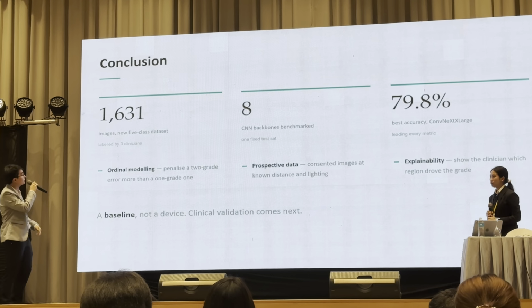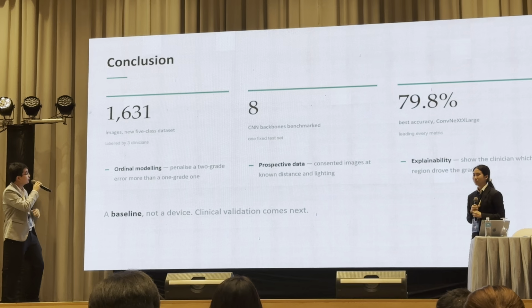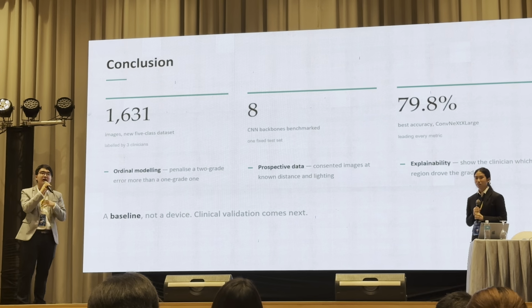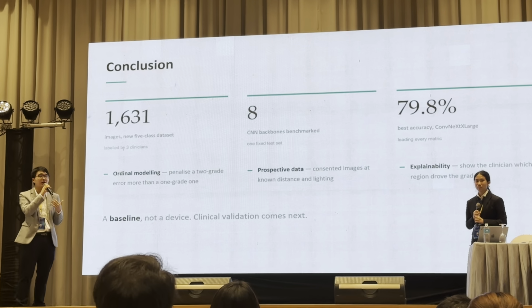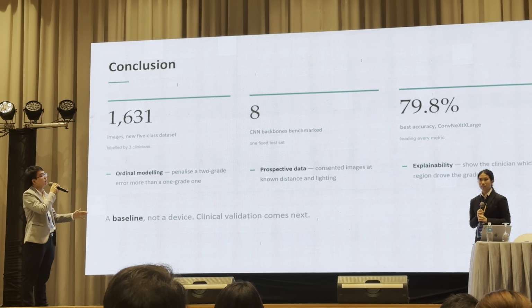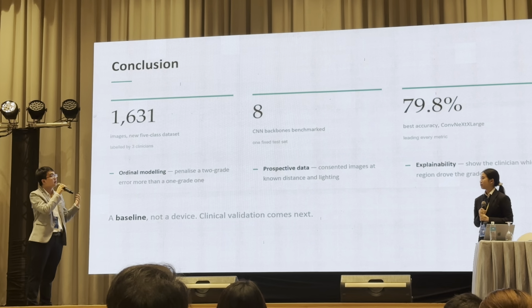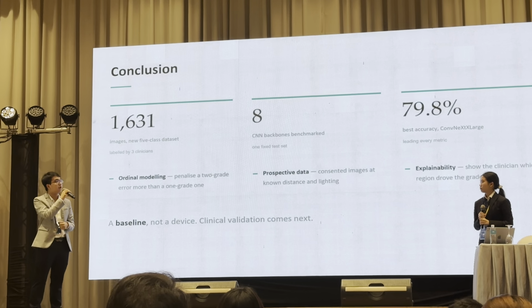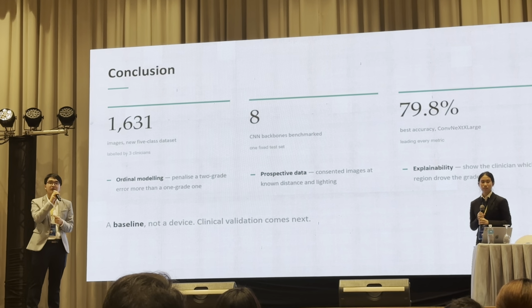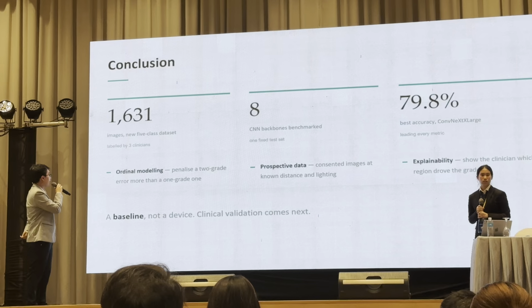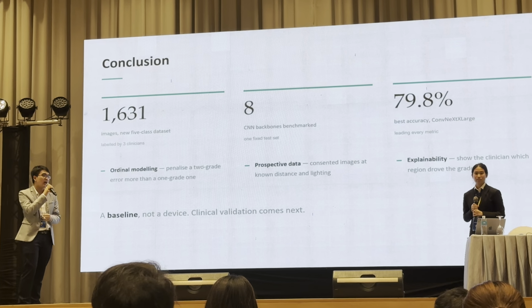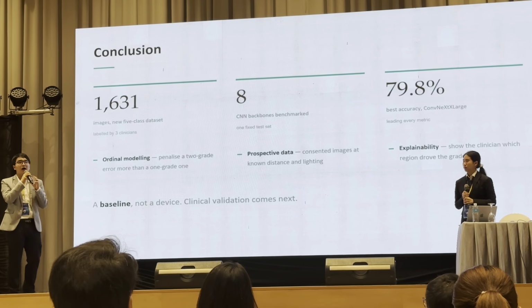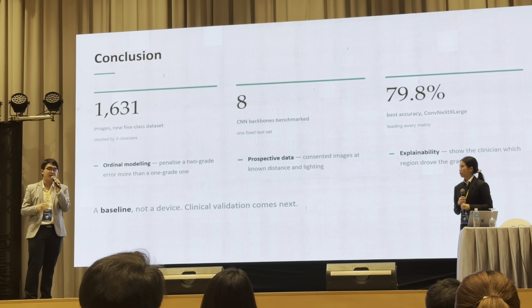So, in conclusion, we've developed 1,631 images as a new novel data set that's been classified, with 8 CNN backbones benchmarked that have been used in the current system, achieving an accuracy of 79.8% with our ConvNeXt XLarge model. And this currently stands as a baseline and a step forward in the right direction.